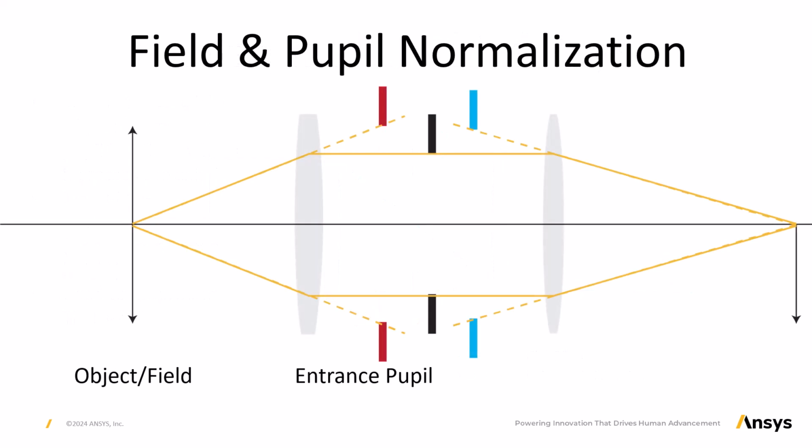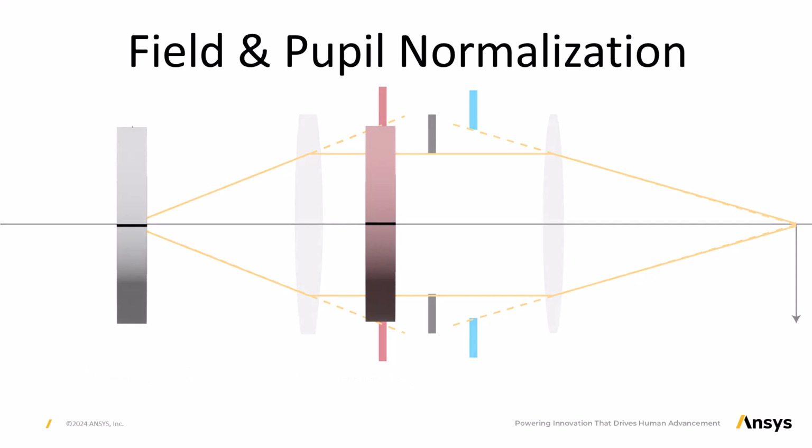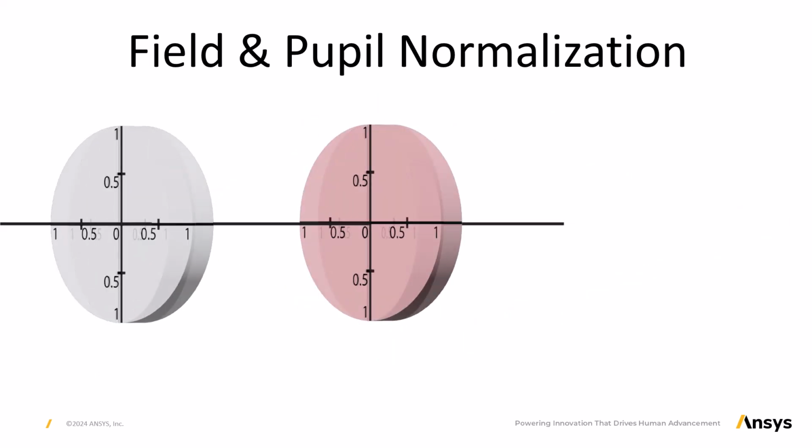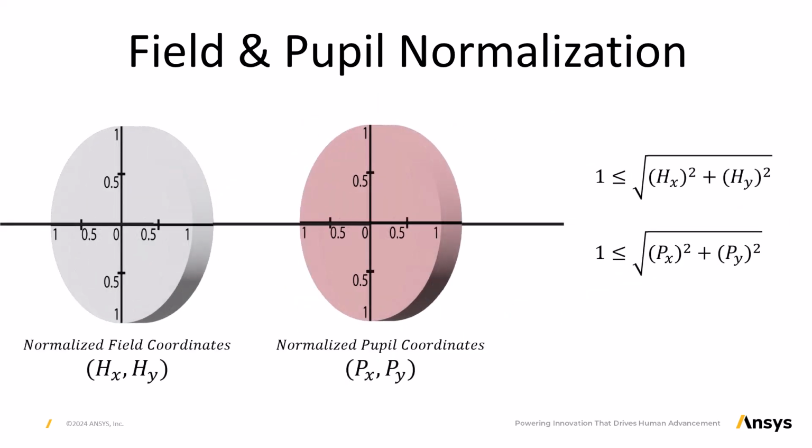As a quick aside, it is important to know that OpticStudio uses normalized field and pupil coordinates. This means that independent of a field or pupil size, each is treated as a coordinate system with a maximum radial value of 1. This normalization makes it easier to reference the field or aperture point you want to consider, independent of the actual size of the field or aperture. In sequential mode, the ray begins at some point on the object defined by normalized field coordinates hx and hy.